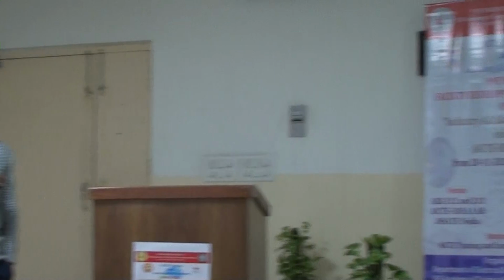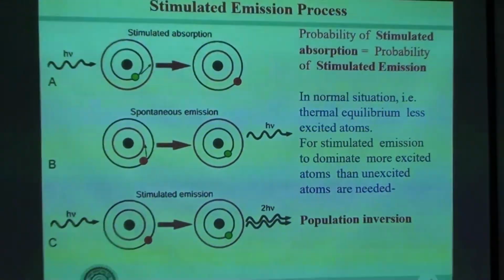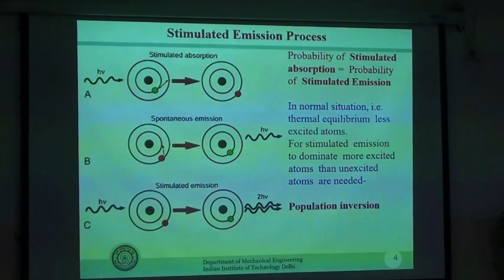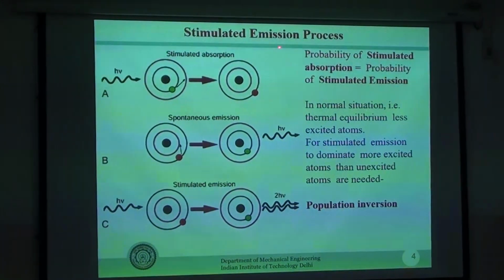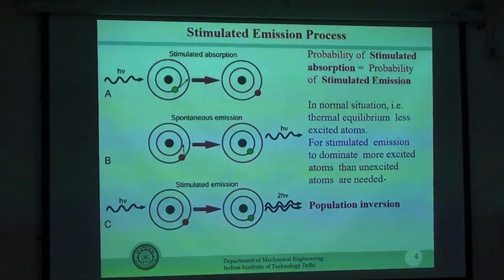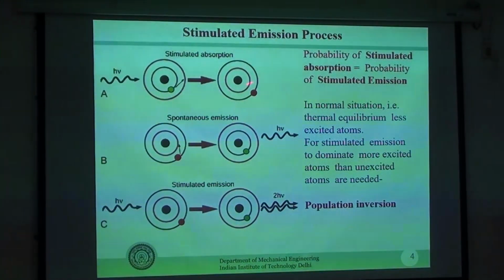This is a typical structure of an atom, right? We have protons and neutrons at the center, and surrounding that, we have the electrons moving in a particular path, right? Now, what happens when external energy hits a particular electron?